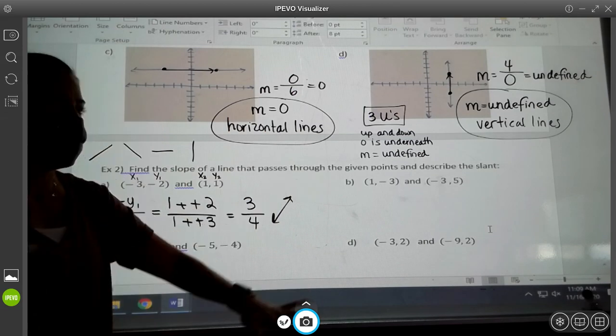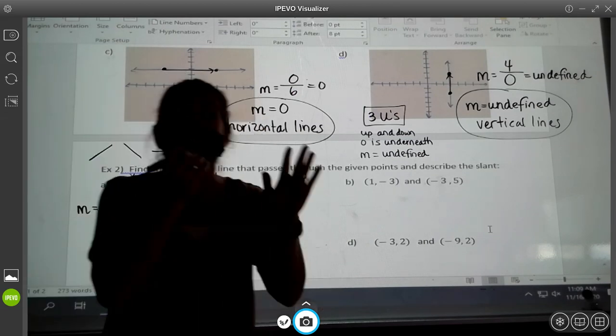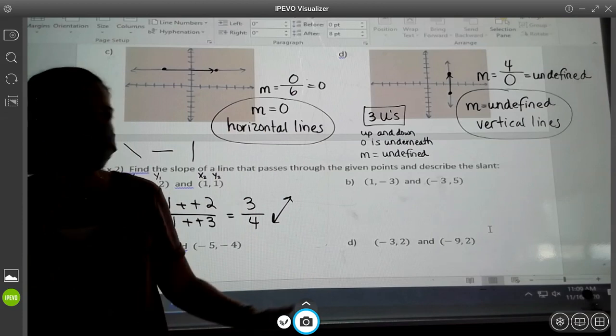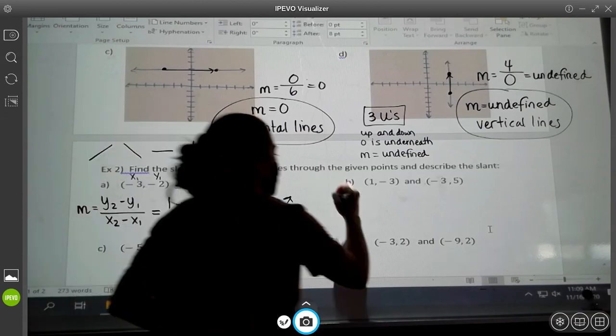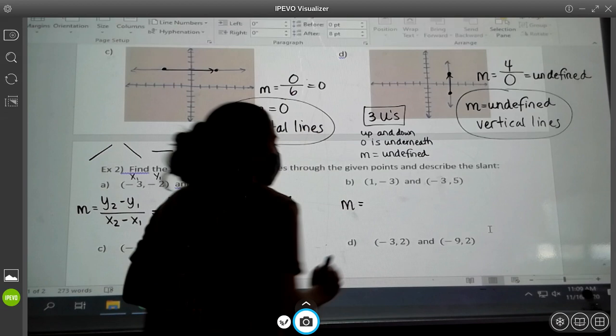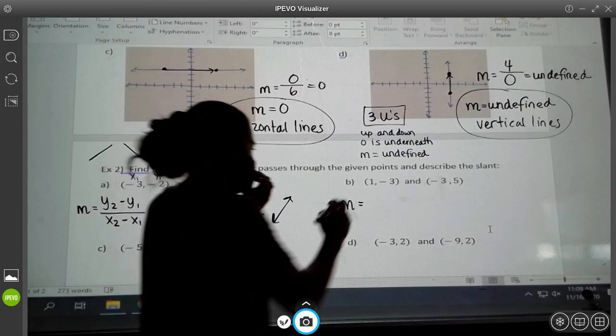All right, let's find the slope of the line that connects these 2 points. Change in y over change in x. The biggest mistake I see here are the students who put x on top. It's not x on top, it's y's on top. Now the slope will be change in y over change in x.